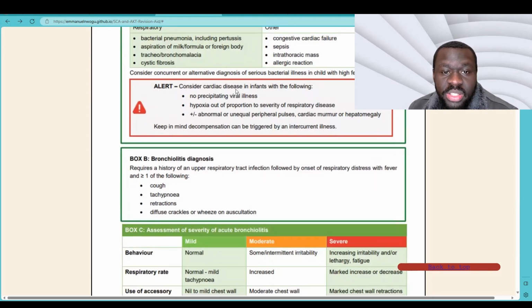Alerts. Consider cardiac disease in infants with the following: no precipitating viral illness, hypoxia out of proportion to severity of respiratory disease, plus or minus abnormal or unequal peripheral pulses, cardiac murmur, hypotension. Keep in mind the compensation can be unmasked by intercurrent illness. It's always good to think cardiac as well. The child is having a chest symptom, having a wheeze. Don't just think it's viral induced wheeze. Ask yourself, could this child actually be developing heart failure from a congenital heart problem?